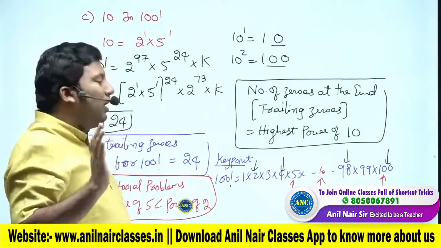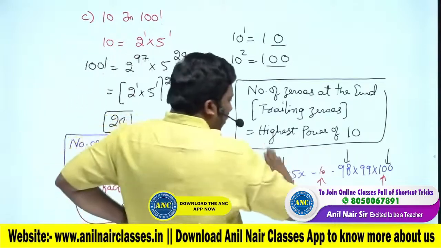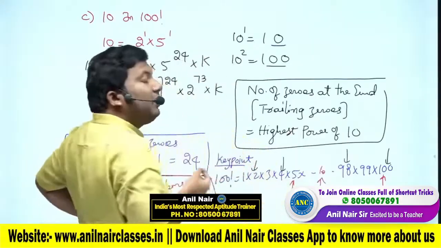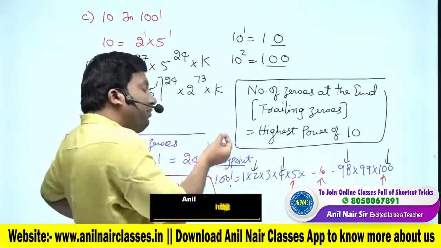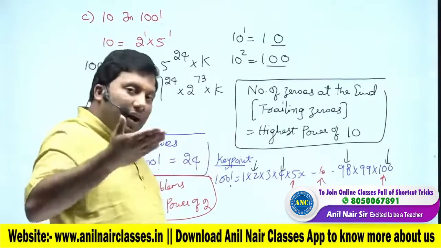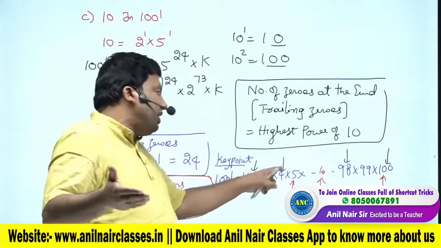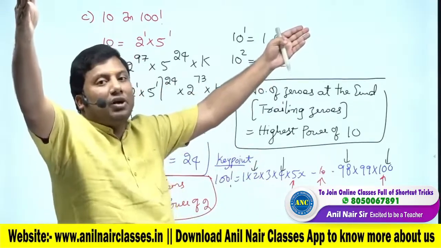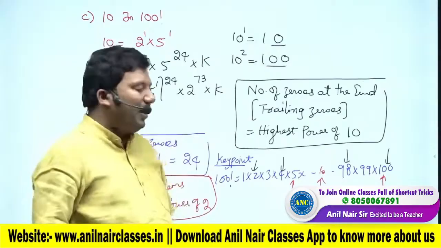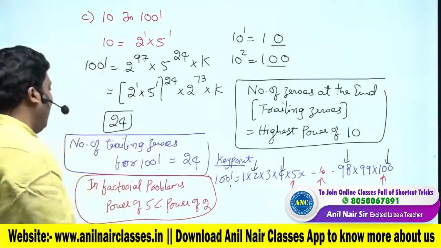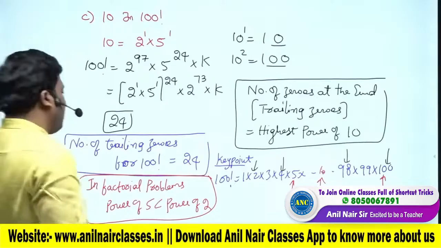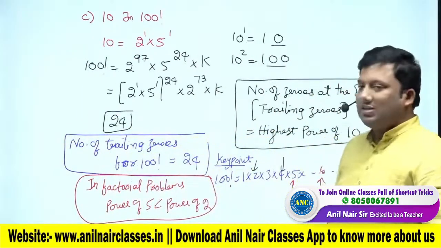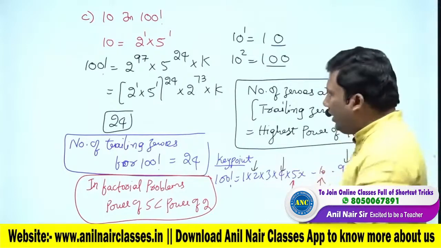Why are we taking only the highest power of 5? 100 factorial is 1 into 2 into 3 till 100. Every second term is a multiple of 2, but every fifth term is a multiple of 5. So the number of terms with 5 is 20 here, but here it is 50. So the number of terms for 2 is greater than the number of terms for 5. Obviously the power of 5 will be less. In factorial problems, power of 5 is less than power of 2. I hope the idea is clear.